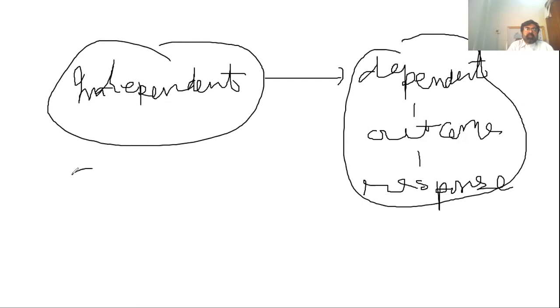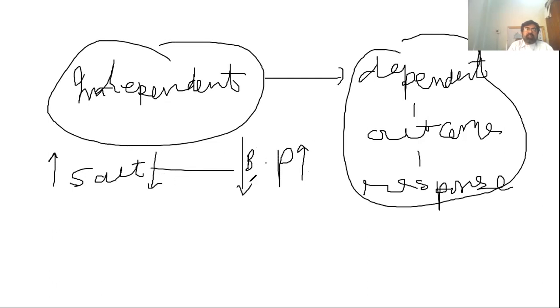For example, salt and blood pressure, salt and BP. If you want to increase the dose of salt, blood pressure will automatically increase. If you want to decrease it, this may bring change and this may decrease the blood pressure. So this is a positive relationship between these two variables. Or a direct relationship: when one increases, the other also increases.